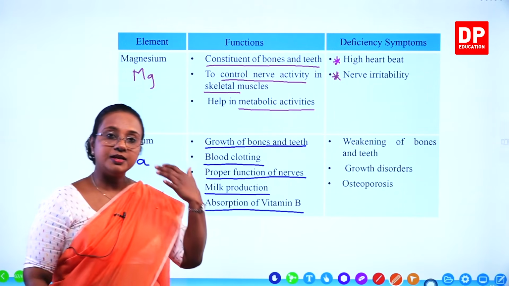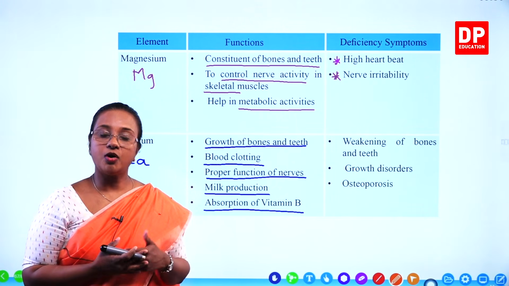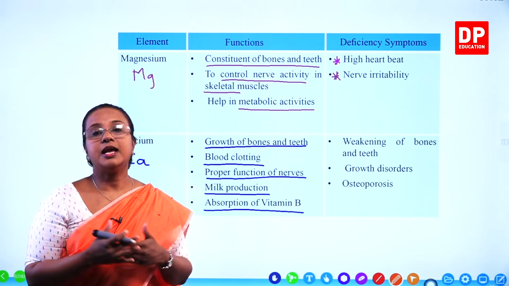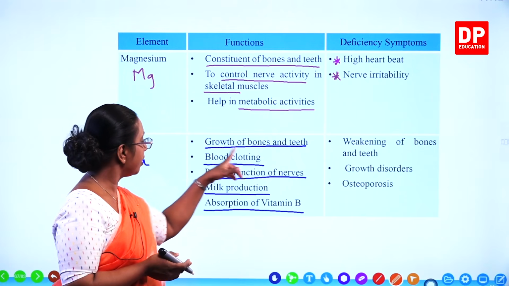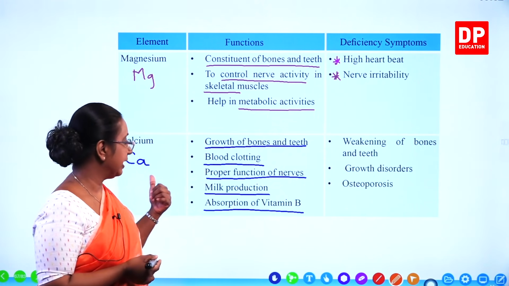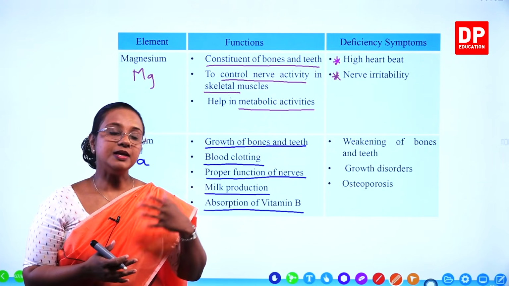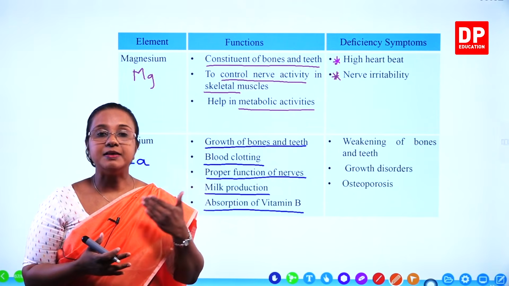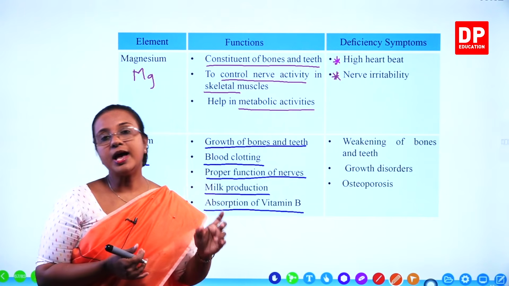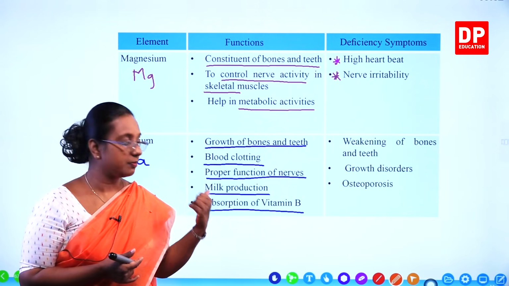So the nerves transmit impulses, and they are important for the coordination process and receiving senses and getting information from that. So all that is done by the nerves. And for the function of the nerve, we need calcium. Then milk production. A newborn baby drinks milk from the mother, and the milk has to be produced within the mother's body. For this to happen properly, there should be enough calcium in the mother's body.